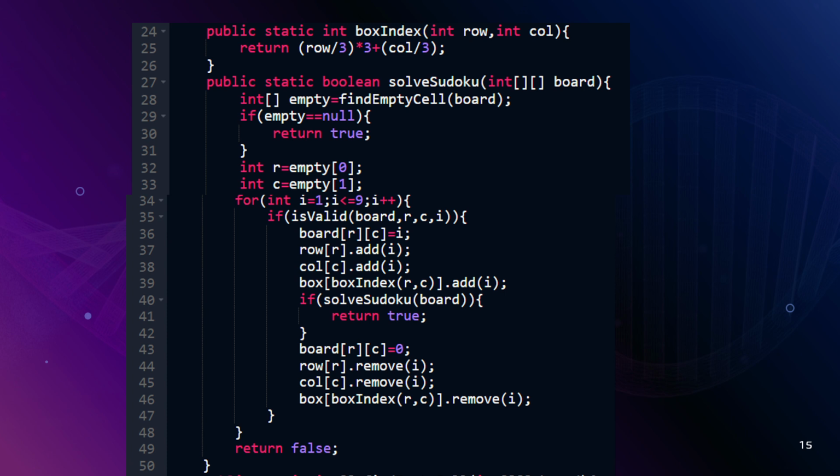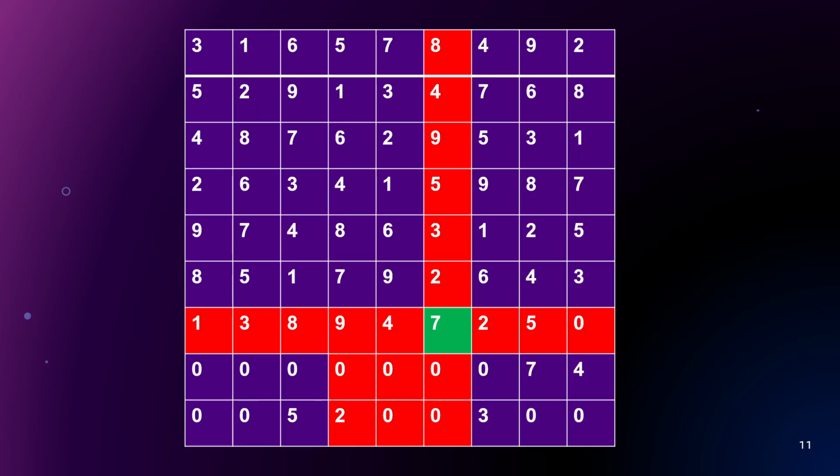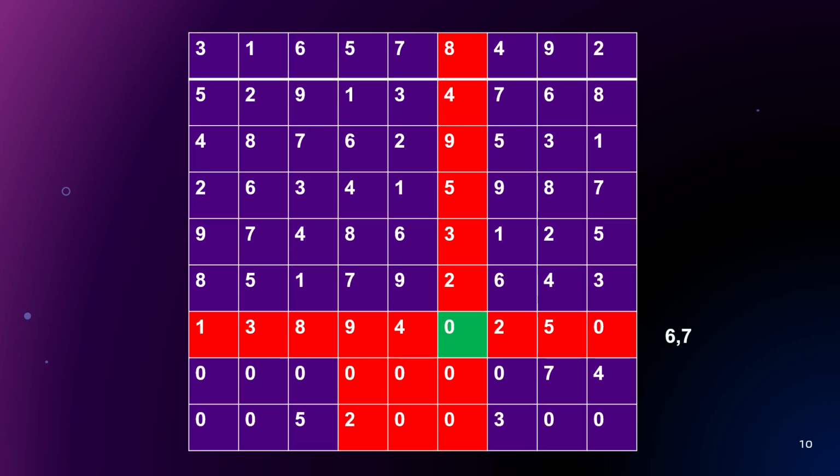So what in case I couldn't find any valid number? In such a case, my isValid method returns false for all the numbers in the range from 1 to 9. If all the numbers from 1 to 9 are not valid to be placed in a particular cell, we have observed that case in this particular place, right?